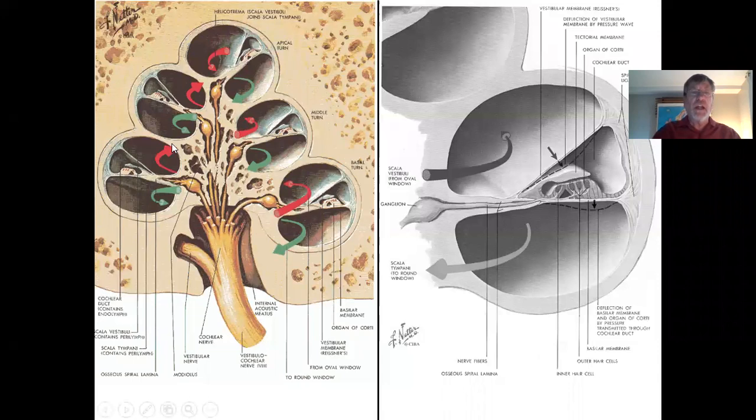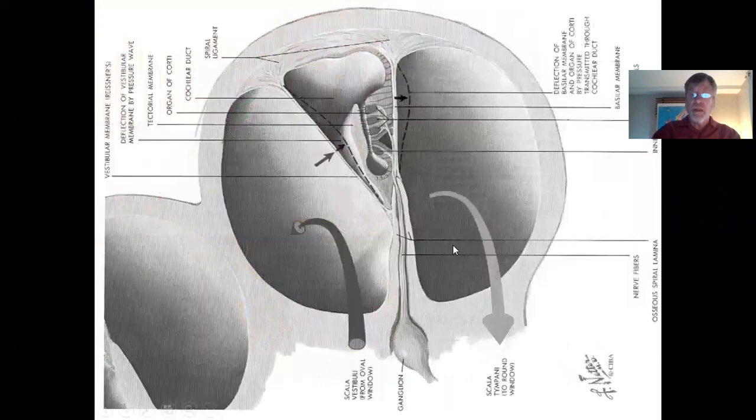You are looking at the left, especially the green and the red arrows. When the foot plate of the stapes pushes in and out of the oval window, you are moving fluid in the scala vestibuli. That fluid motion goes around and around and up and then down through the helicotrema, and then around and out the scala tympani to wiggle the round window. So the scala vestibuli is associated with the oval window. The scala tympani is associated with the round window.